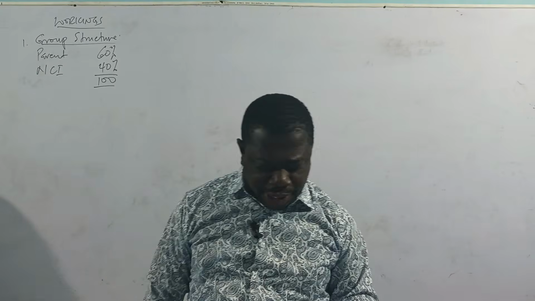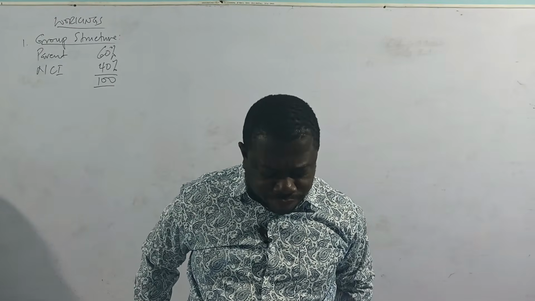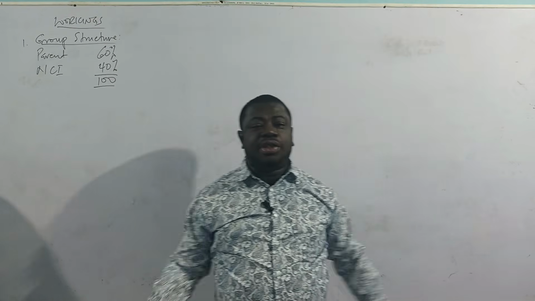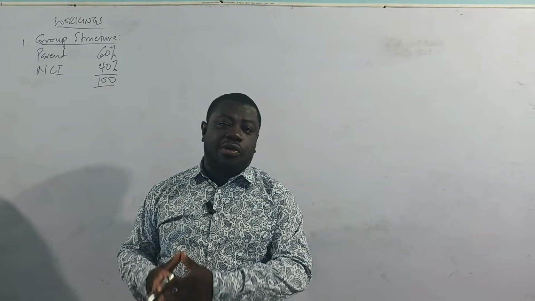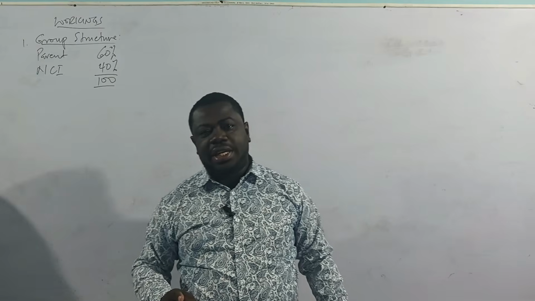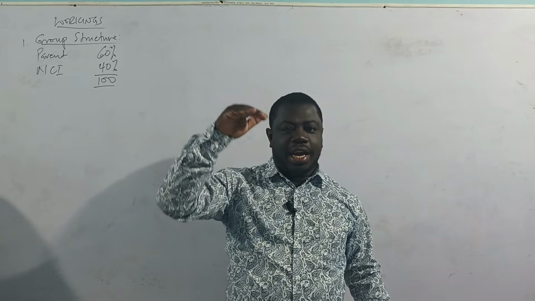So let's skip and then go and read additional information again, and then we'll start working. Since acquisition, Moon purchased 320,000 Ghana cedis of goods from Stars. Of these, 60,000 Ghana cedi remained in inventories at the year end. So we have already spoken about intra-group activity and then unrealized profit. In this case, when there is an intra-group sale, we are only interested in the fact that the intra-group sales must be reversed from both the revenue and the cost of sales.